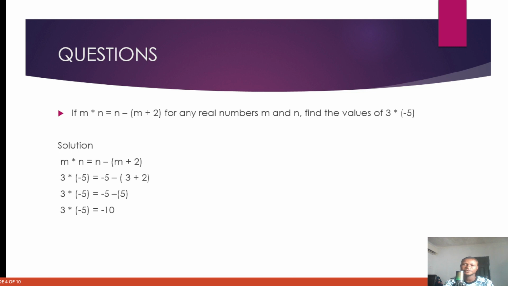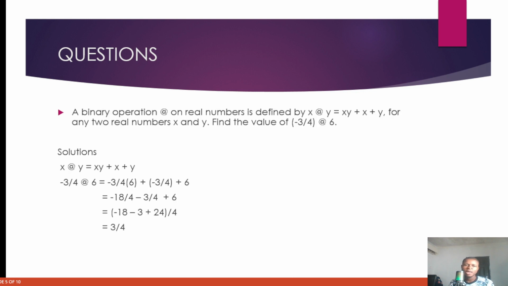So here we have the next example. A binary operation @ on real numbers is defined by x @ y = xy + x + y for any two real numbers x and y. We have to find the value of (-3/4) @ 6.